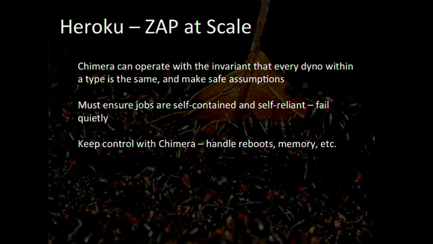On the other hand, we do have to ensure that jobs are self-contained and self-reliant and that they fail quietly, because we don't want one dyno going down to spiral out of control and take the entire system down. And we also don't want Heroku interfering. So Heroku has some invariants like requiring every dyno reboot every 24 hours and memory constraints. We want Chimera to handle that because we don't want Heroku sending SIGTERMs or SIGINTs in the middle of a scan. So we keep control within Chimera of that.